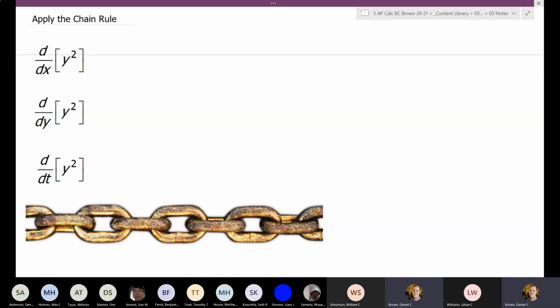So for example, this is the one that we just did. It was d dx of y squared. The variable at the bottom did not match the variable you're taking the derivative of, so you had to say the derivative of y squared is 2y, and then fix it with dy dx after it.